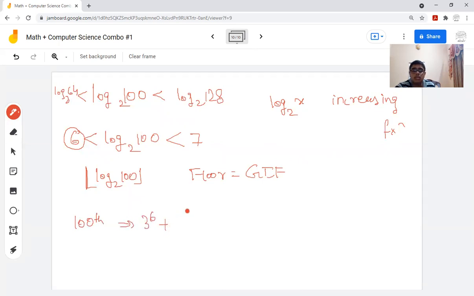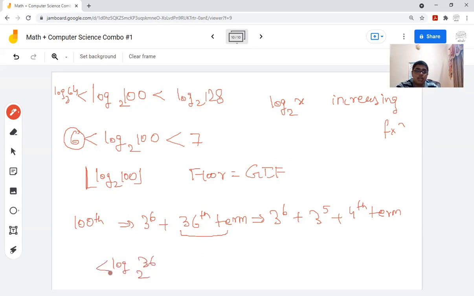plus the 36th term is what we found out. And then from this, we get that it's 3 power 6 plus 3 power 5 plus the fourth term by again applying the same thing. Why? Because 36, what is log 36 to base 2? It is less than 5 because it's log 32 to base 2. So the floor would be 5 and we write a 3 power 5 and we subtract actually 2 power 5 from it. 36 minus 2 power 5 and we get the fourth term.